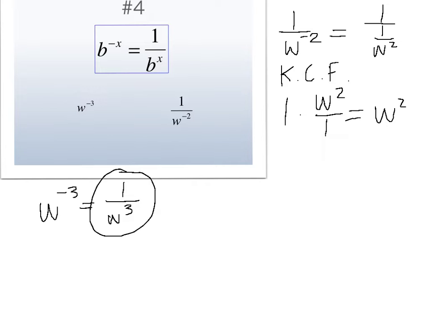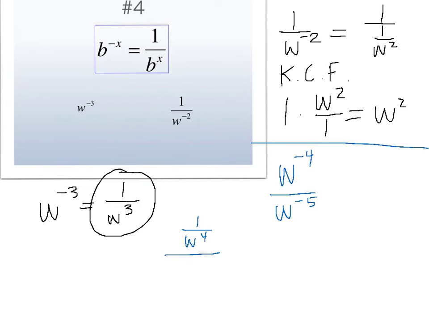One way I like to look at this, which may work for you, it may not, if you have something like w to the negative 4th over w to the negative 5th, what this really looks like is 1 over w to the 4th over 1 over w to the 5th. So all I'm doing there is rewriting those using this rule up here. This is our rule number 4.